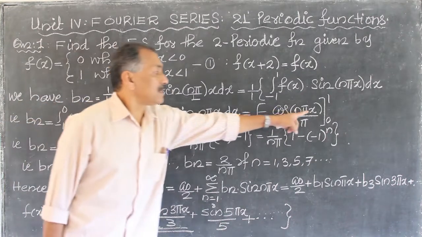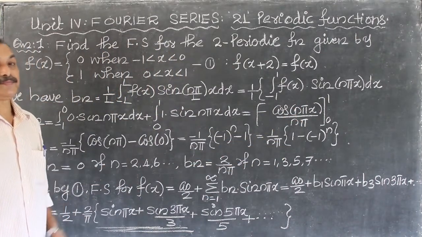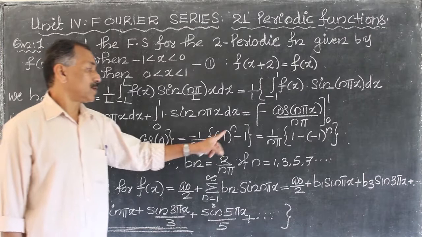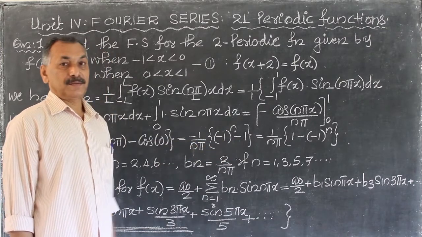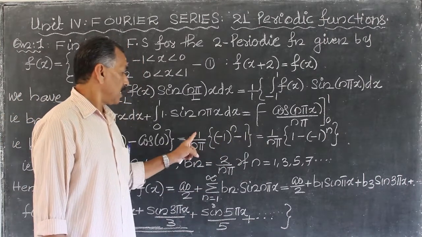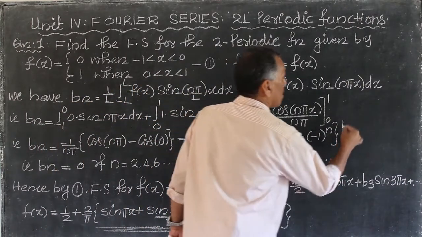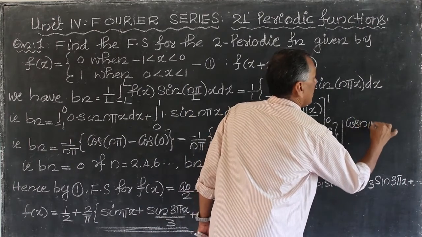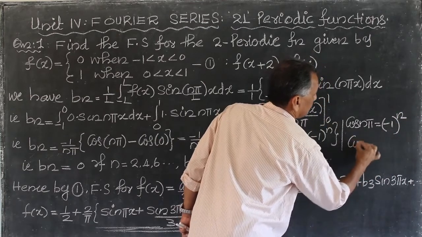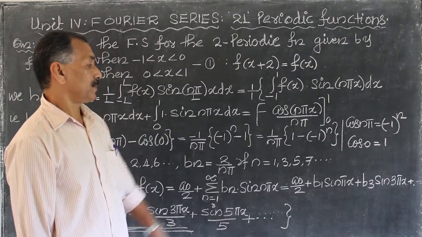Applying the upper limit x is equal to 1, we get cos n pi minus cos 0 for the lower limit. That is minus 1 divided by n pi. What is cos n pi? Cos n pi is equal to minus 1 raised to n. Cos 0 is equal to 1. That is equal to minus 1 by n pi into 1 minus minus 1 raised to n.